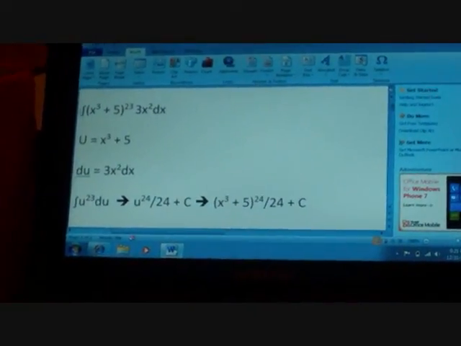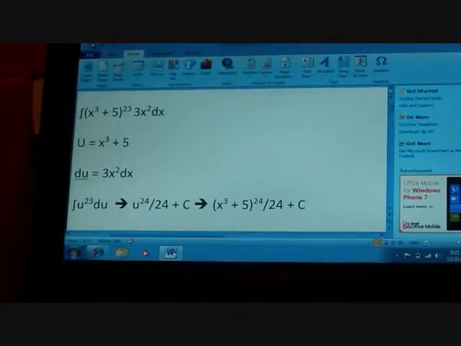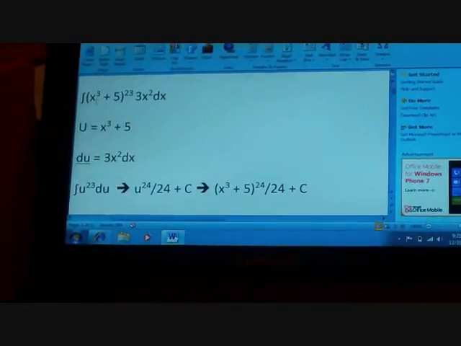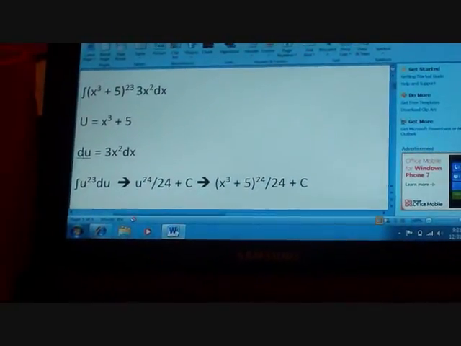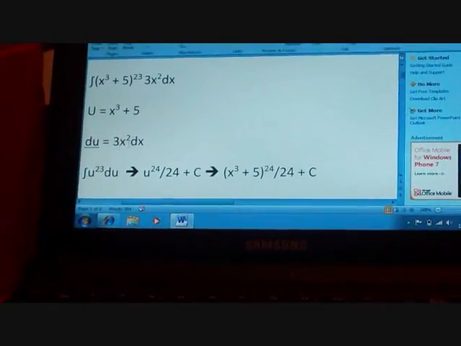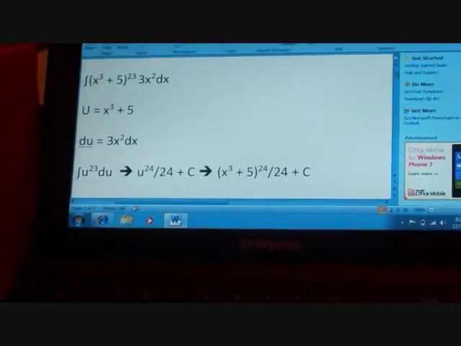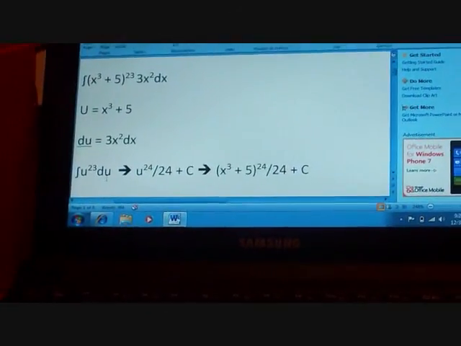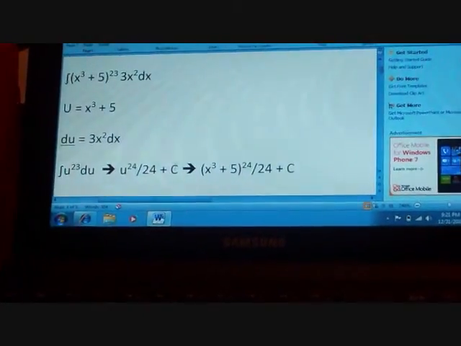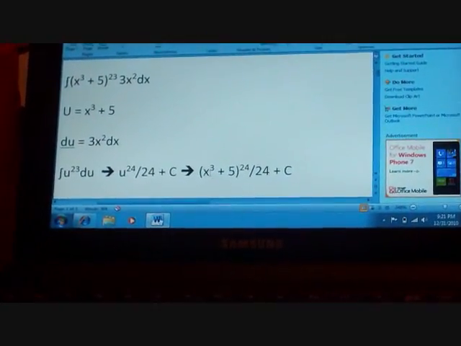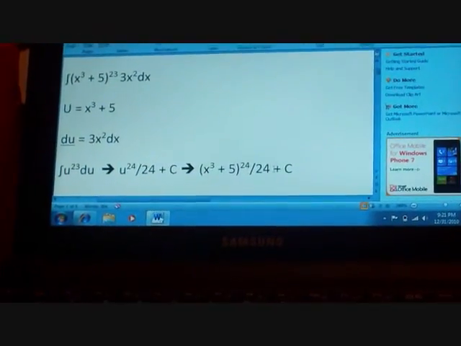Here we are supposed to evaluate the integral of (x cubed plus 5) to the 23rd times 3x squared dx. We take x cubed plus 5 to be u, since when you take the derivative of that you get du equals 3x squared dx, which substitutes up here, giving us the integral of u to the 23rd du, which becomes u to the 24th divided by 24 plus c, which becomes (x cubed plus 5) to the 24th divided by 24 plus c.